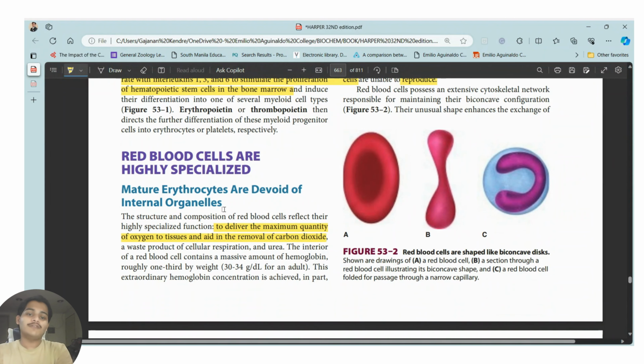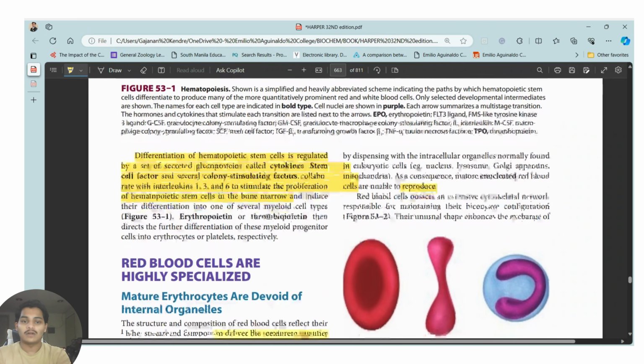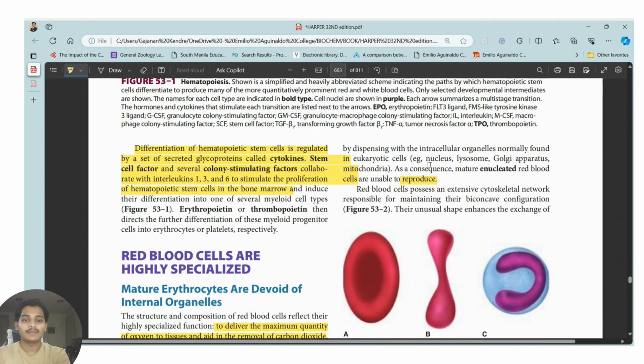Now, we have to transport, or our peripheral tissues, our body needs a much larger quantity of oxygen. That's why our RBCs are modified to such an extent that they have nothing inside of them except hemoglobin and some enzymes and some other things. The main organelles like mitochondria, then nucleus, then lysosomes are not present there. They are enucleated red blood cells.